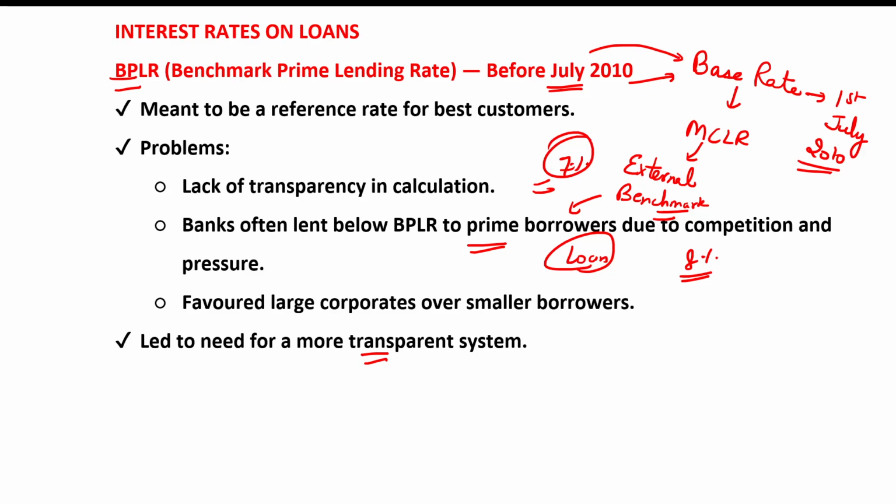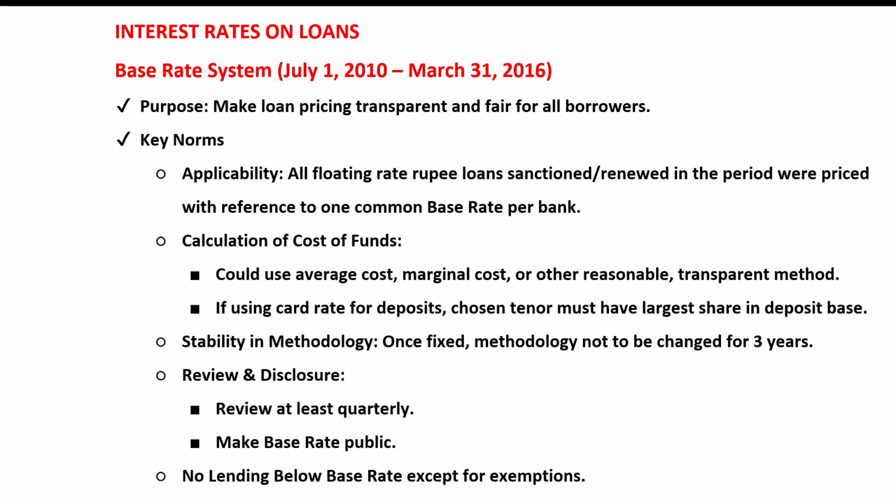So this system was not that transparent, and hence RBI formed a committee headed by Shri Deepak Mohanty to review this benchmark prime lending rate. Now, this committee found that banks often gave loans to certain customers below this benchmark prime lending rate, and it lacked transparency, and hence the base rate system replaced this prime lending rate.